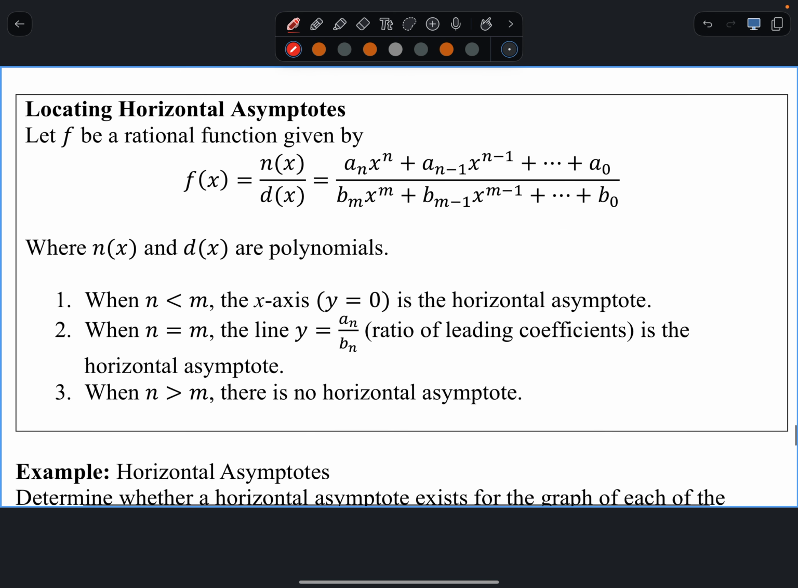This is what the textbook presents. And we're going to talk about why and look at examples, thinking about the end behavior model. So the textbook says, when the degree of the numerator is less than the degree of the denominator, there's a horizontal asymptote at y equals 0. When the degree of the numerator equals the degree of the denominator, there's a horizontal asymptote at y equals the ratio of the leading coefficients. And whenever the degree of the numerator is greater than the degree of the denominator, there's no horizontal asymptote.